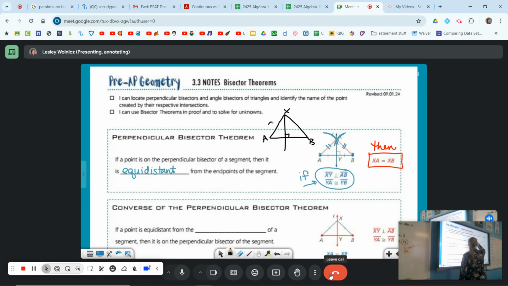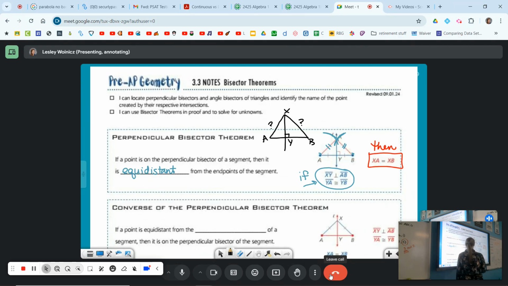Can I say that this and this are the same length? Why not? I have perpendicular. Why doesn't it work? Here, let me give you why. Have I told you that AY and BY are congruent? No. So can I say that these two segments are congruent? No. Do you see that I need both of these things to happen?